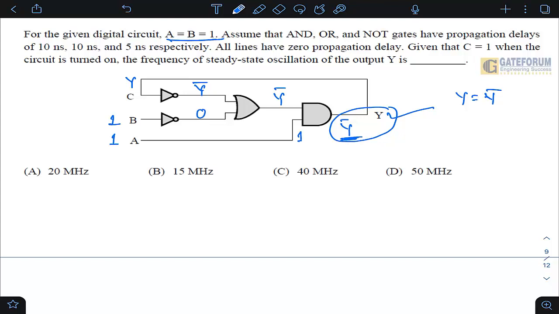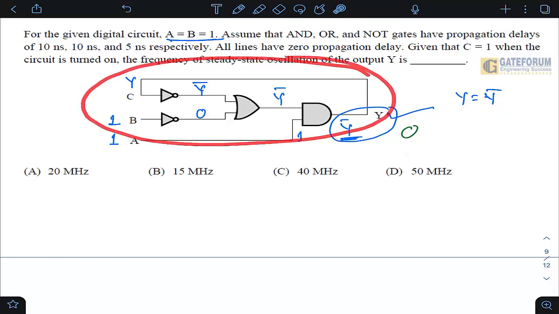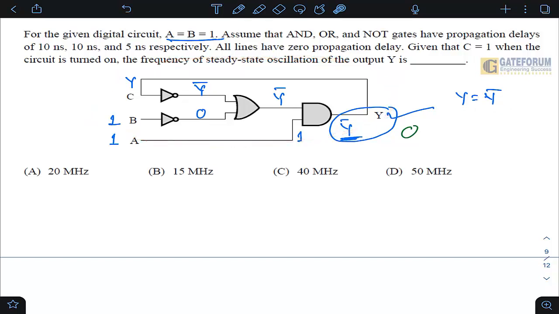Now let us assume that initially Y equals 0. So if Y equals 0 now, after how much time will it be 1? Because we know if it is 0, after some time it will be its complement, that is, 0 complement will be 1. So what is that time lapse? That depends on the delay involved in the circuit. Now if we write the delay information over the gates, the AND gate delay is 10 nanoseconds, the OR gate delay is also 10 nanoseconds, and the NOT gate delay is 5 nanoseconds. So this delay is 5 and this delay is 5.